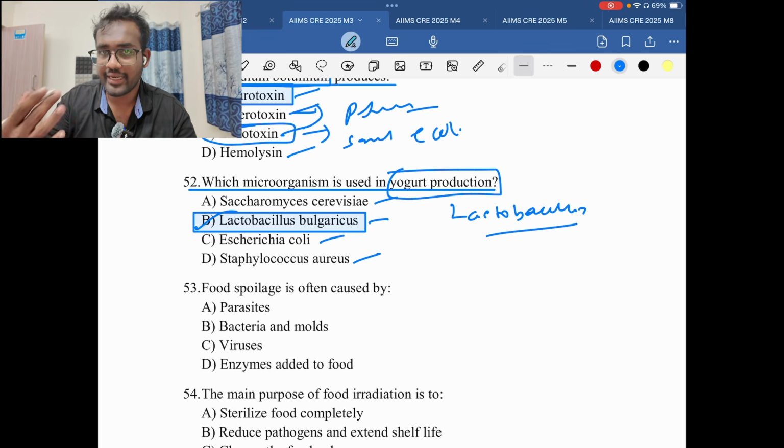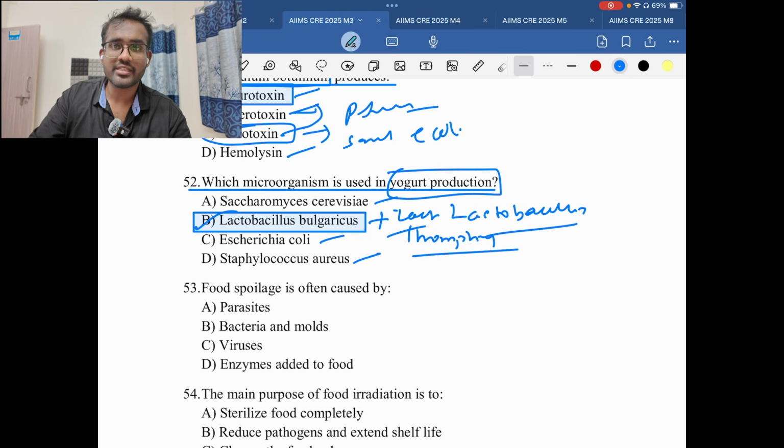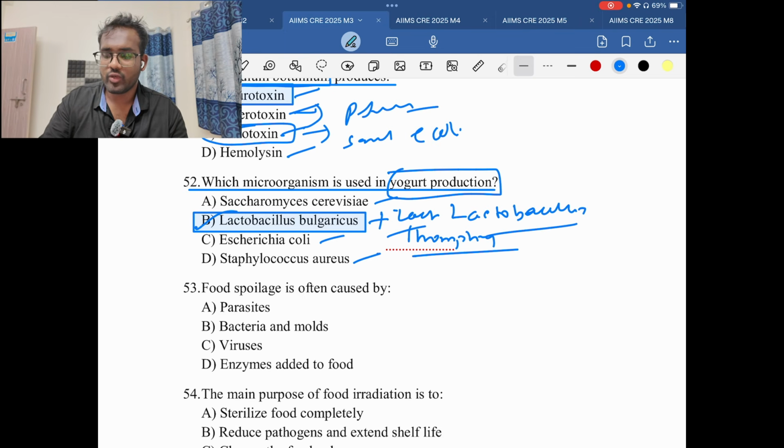And there is one more bacteria that helps in yogurt production, that is Streptococcus thermophilus. Okay. These are the two major bacteria used in yogurt production, and Lactobacillus bulgaricus is the first bacteria.